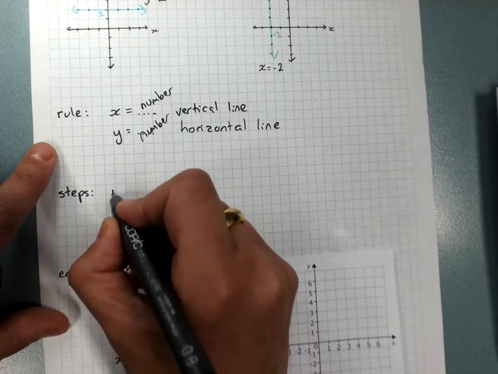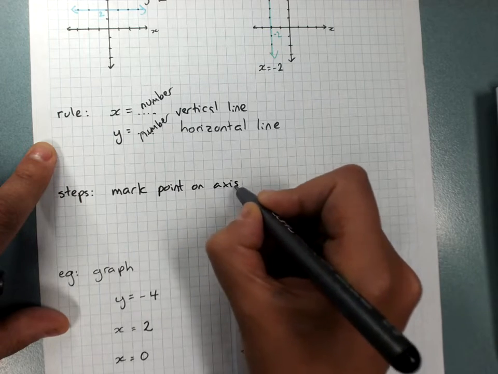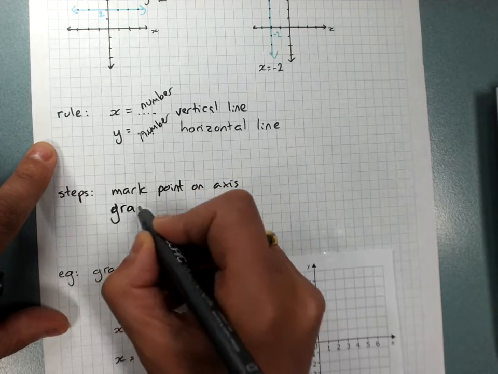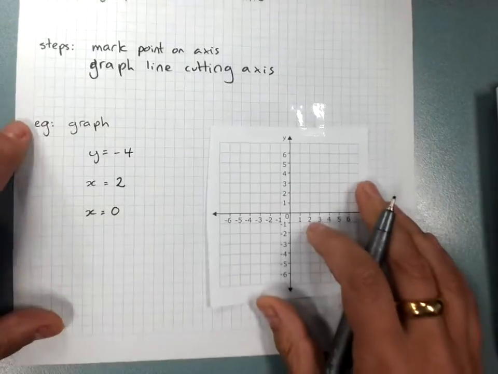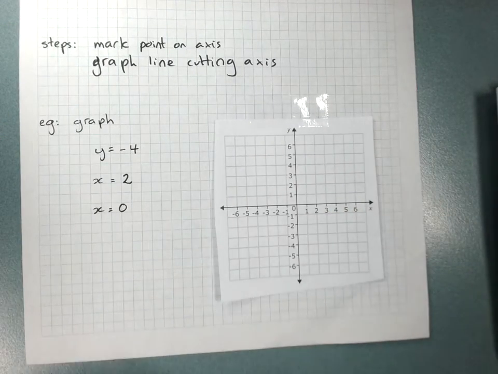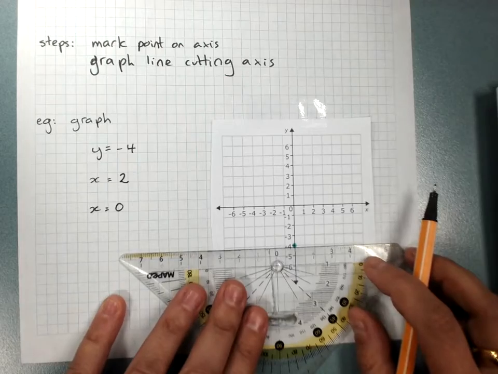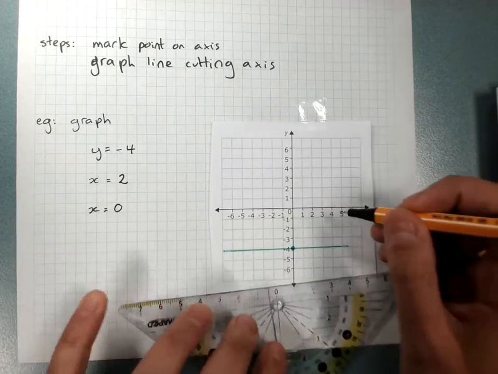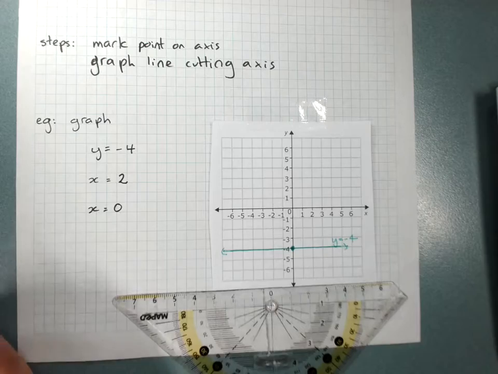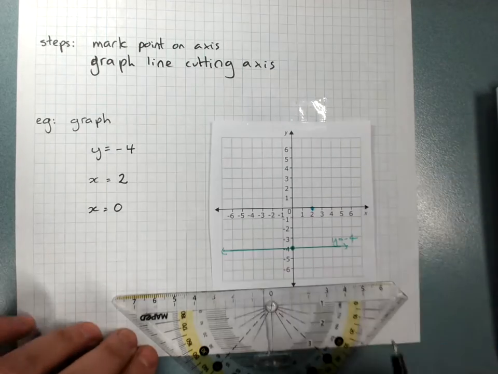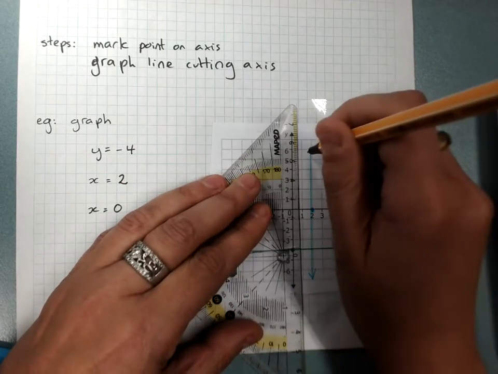So the steps are, just mark the point on the axis that is given by the rule, and graph a line that cuts through the axis. So if I need to graph y equals negative 4, mark the point at y equals negative 4 and a line that goes through that axis. Arrows at either end, label your line. Y equals negative 4. X equals 2. Put a point at x equals 2. Graph a line that goes through that axis.